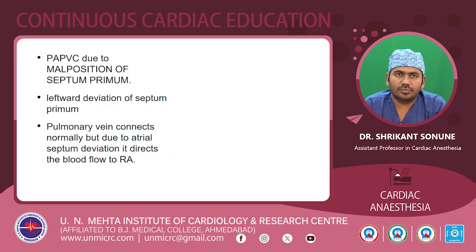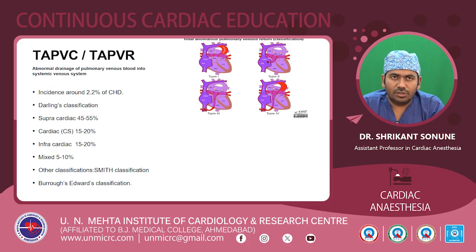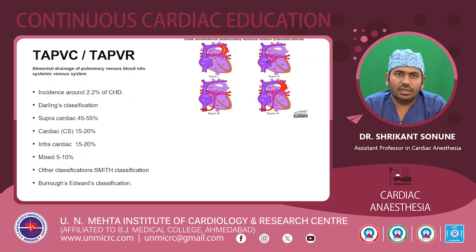Coming to the TAPVC or TAPVR, in this case there is an abnormal drainage of pulmonary venous blood into the systemic venous blood, and the incidence is around 2.2% of all congenital heart diseases. The classification of total anomalous pulmonary venous connection was given by Darling and associates.